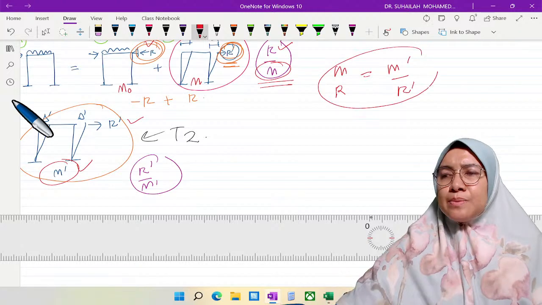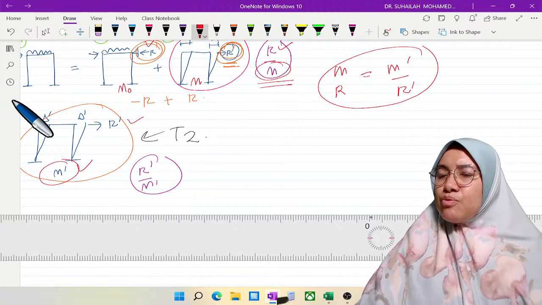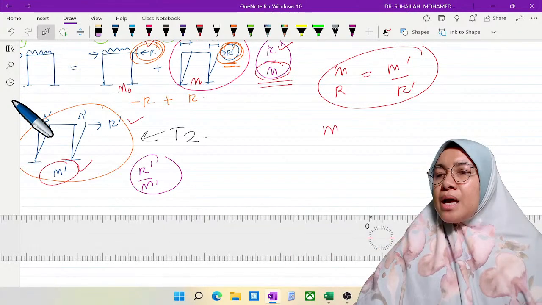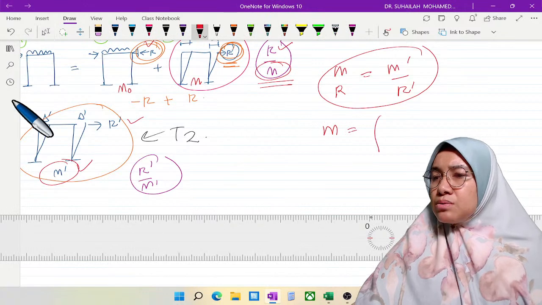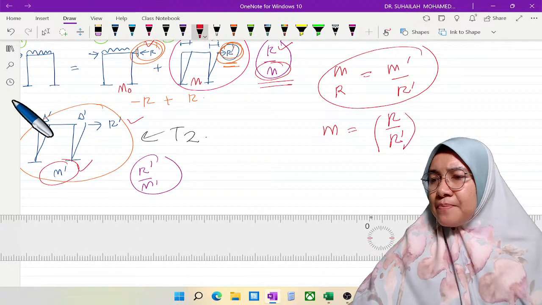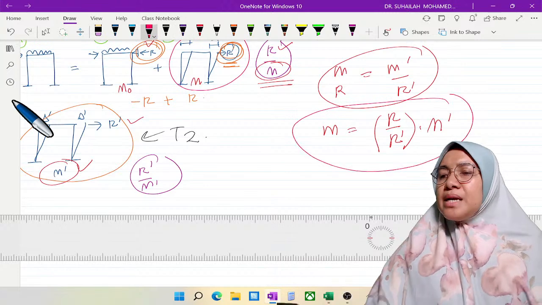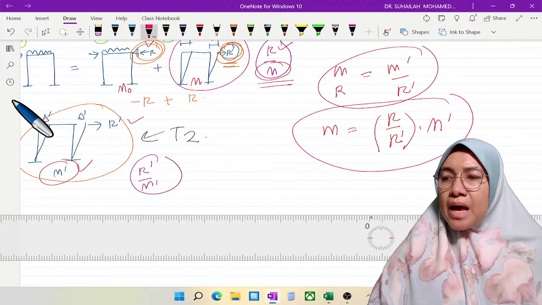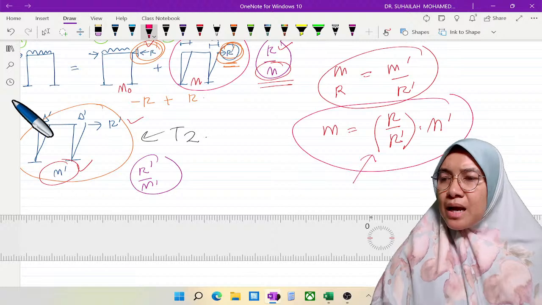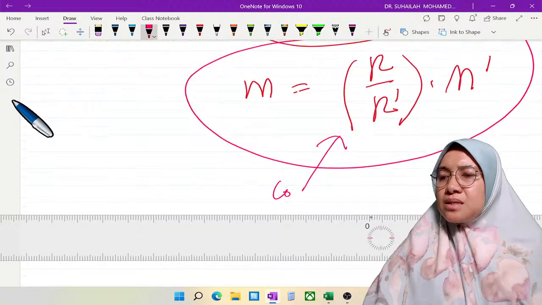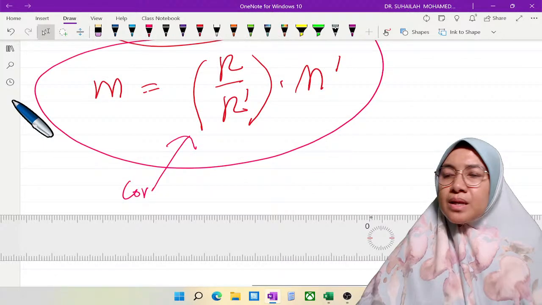This is the relationship. This relationship will bring us M equal to, we group the R together, times M prime. So this is what we actually want to do. M equals R over R prime times M prime. So R over R prime we call the correction factor.